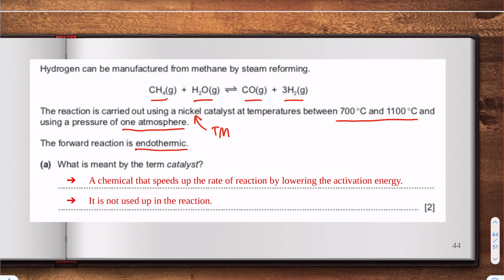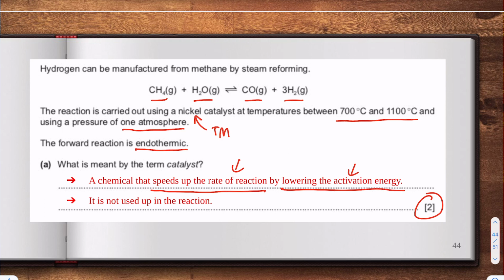What is meant by the term catalyst? So this is a really easy 2 marks in the exam because it's recall and it's just a key definition. You always get 2 marks for the definition of a catalyst. The first one is to say that it speeds up the rate of reaction by lowering the activation energy. You usually don't get the mark for only writing speeds up the rate of reaction. You must quantify that by saying it speeds up the reaction by lowering the activation energy. You need to show that you know how that happens.